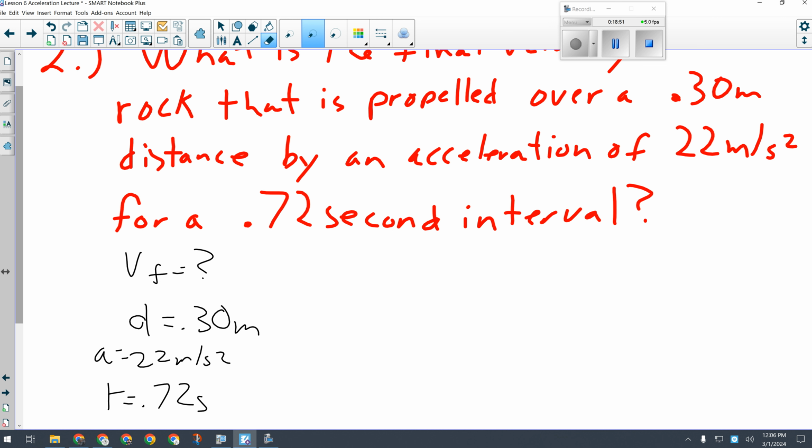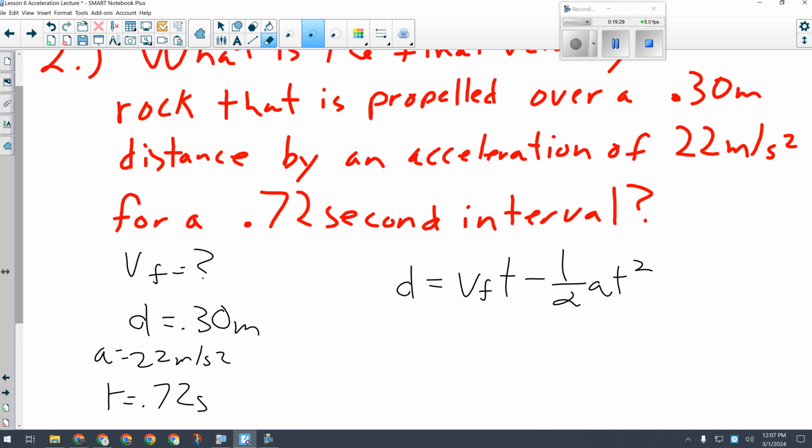Now they don't tell me VI here, do they? And I can't necessarily assume it's 0. I mean, in the context of the question, when you've got something in a slingshot, it's probably not moving initially. But in the end, I don't even need it. I've got enough information here to find VF because I have a formula that has all of these things in it. And that is D equals VF times T minus 1/2 AT squared. I can use that formula in one step, not have to make any assumptions about what the value of other things are, and go towards a solution.